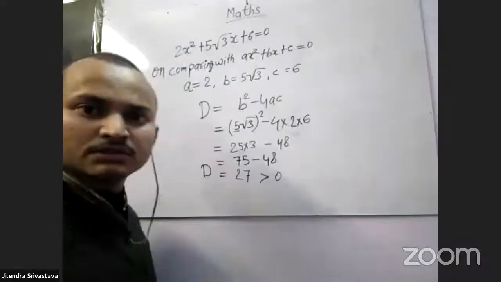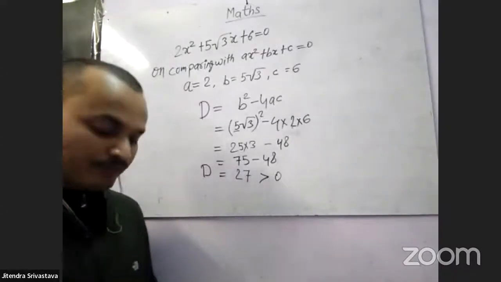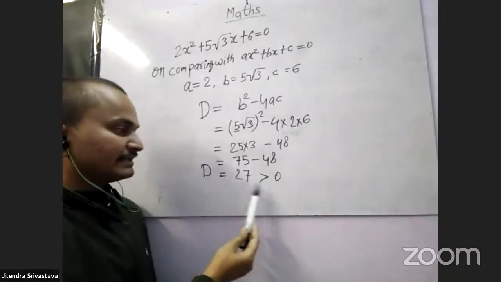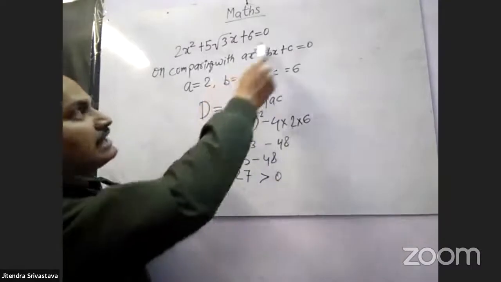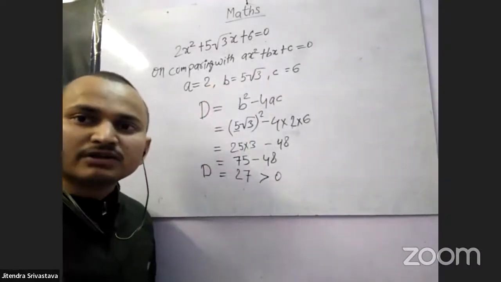Sorry for the interruptions. So we are continuing now. So we can say the value of D is greater than 0. So it is proved now that this equation has real roots. So now we have to find the roots. What are the roots?